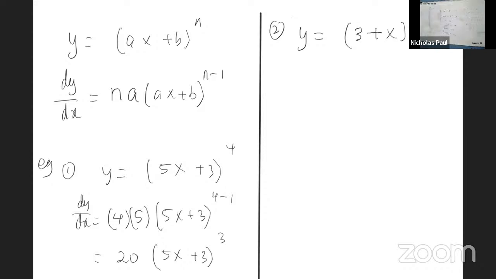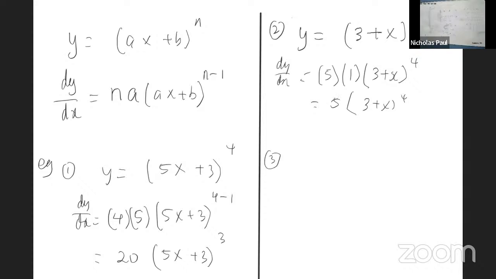Ready? Alina, you got it? Sure. Go ahead. Bring down the power. Right, then that's it. So it's 5 by 3 plus x to the power of 4. Right, again, don't multiply this out. You must do the brackets first.